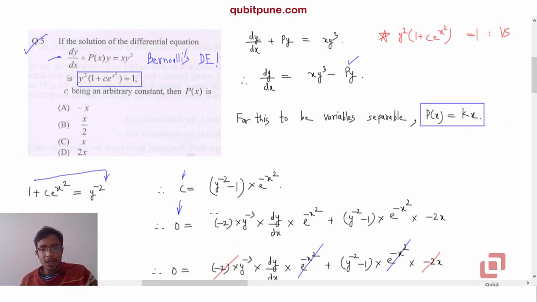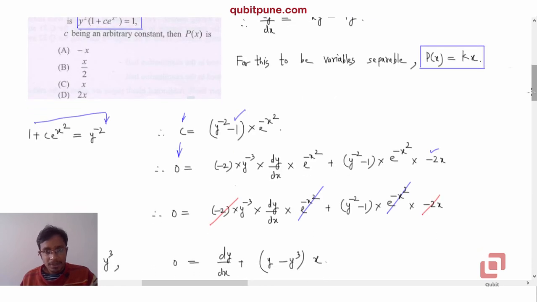So differentiate both sides with respect to x, and now we need to apply the chain rule. So it will be −2 y⁻³ dy/dx into e^(−x²), second function as it is because derivative of this is 0, plus (y⁻² − 1) into derivative of the second function, which is the exponential function e^(−x²) into −2x. And I'm going to cancel some terms. First of all, e^(−x²) will get cancelled because it is present in both the terms and it is never equal to 0. And −2 will also get cancelled.